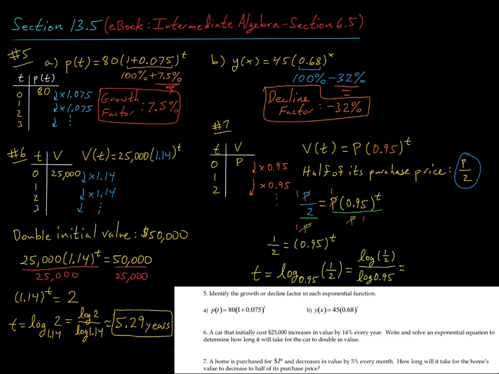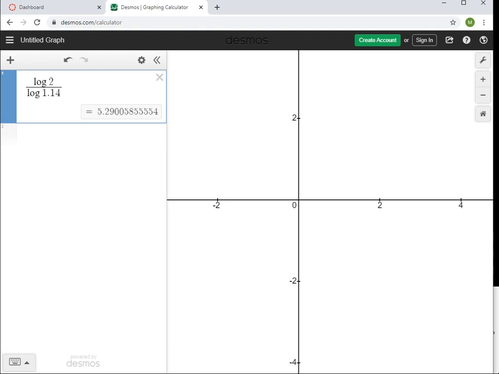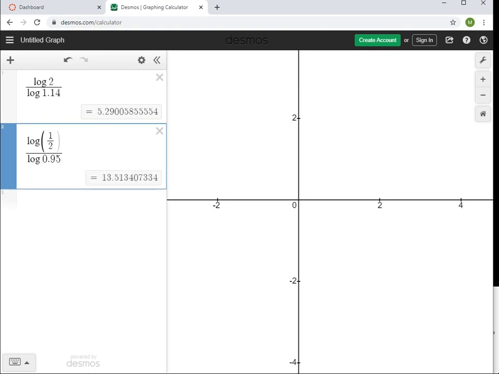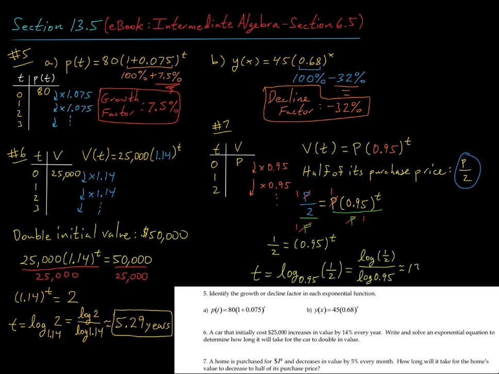And then we can go ahead and use our calculator again. So we got the log of a half divided by the log of 0.95, and we're seeing it's going to take just over 13.5 years for the home's value to decrease to half of its purchase price.